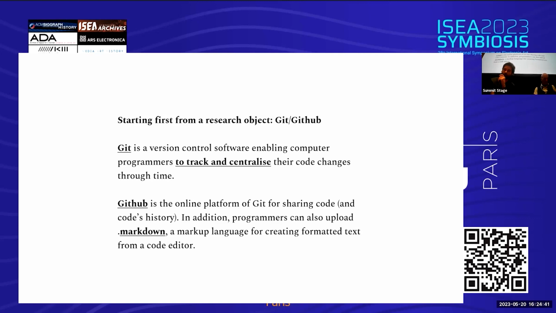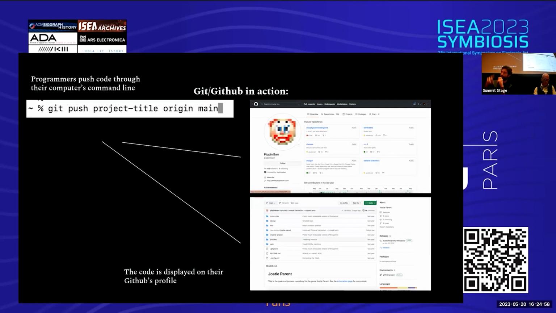And in addition to sharing code, we as computer programmers can use markdown files. Markdown files are made with a markup language, which enables the creation of formatted text from the code editor. I would like to introduce briefly and visually how Git and GitHub work in action. From the command line, we're able to push blocks of code and also blocks of text that go straight to GitHub, to our profiles. From the command line, the code is then displayed on our GitHub profiles and repositories.